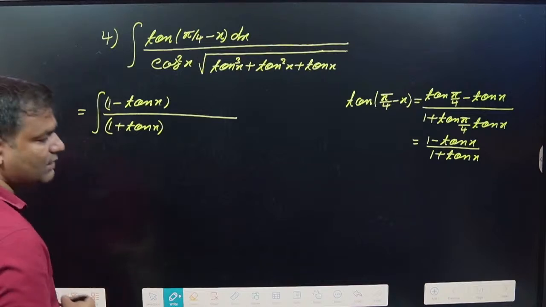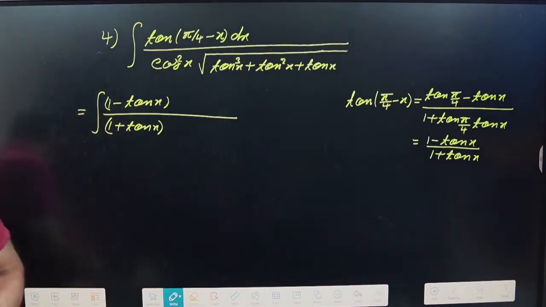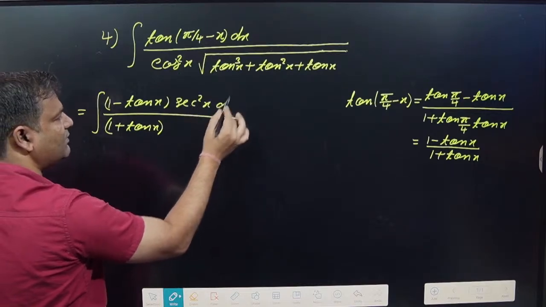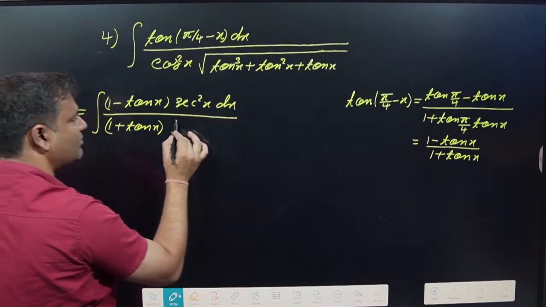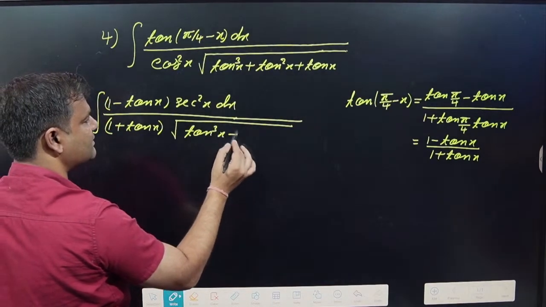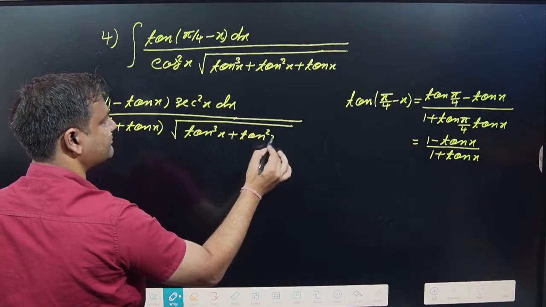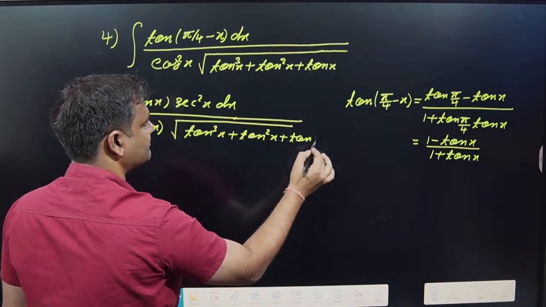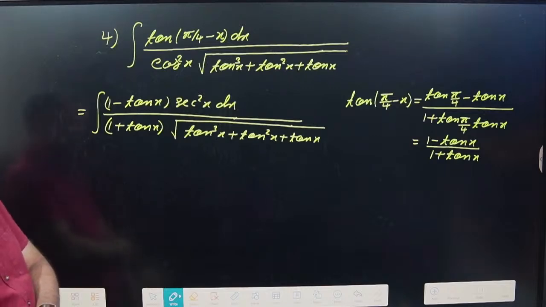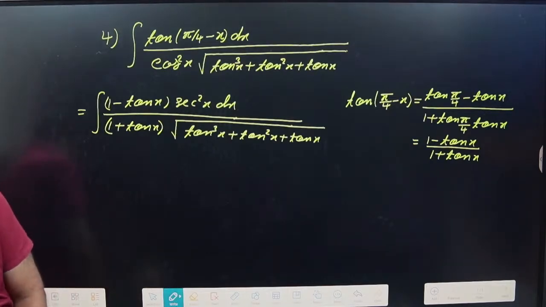Now 1 by cos square x is basically sec square x. So this goes in the numerator, so it is written as sec square x dx divided by tan cube x plus tan square x plus tan x. I hope it is clear. Now after that, look here very carefully.